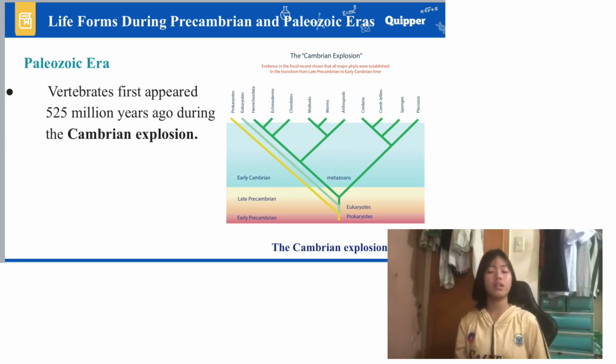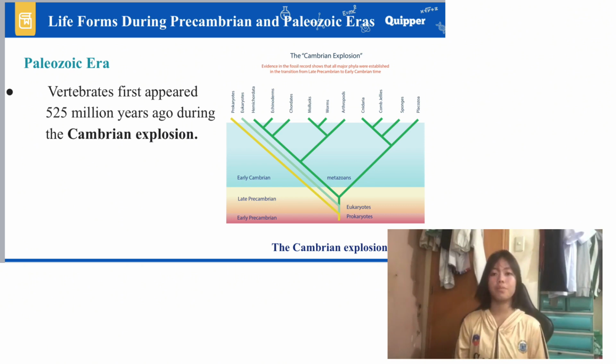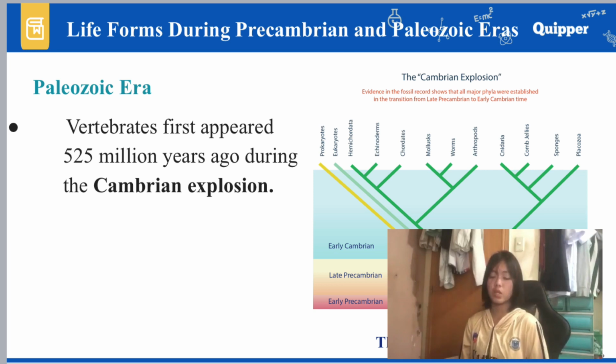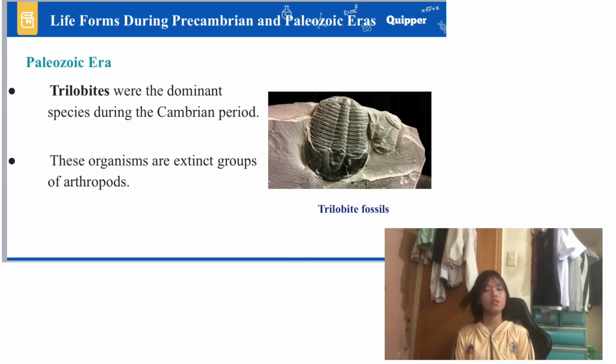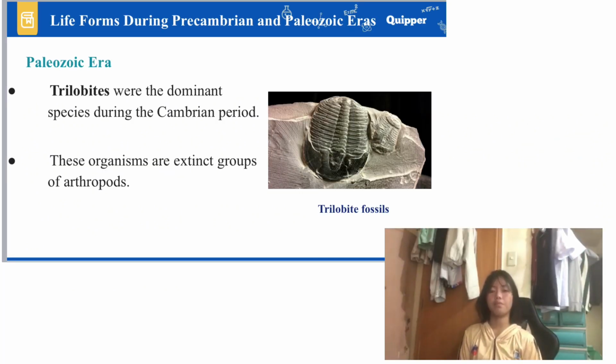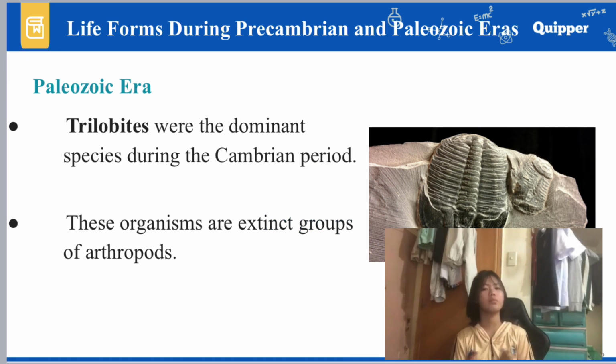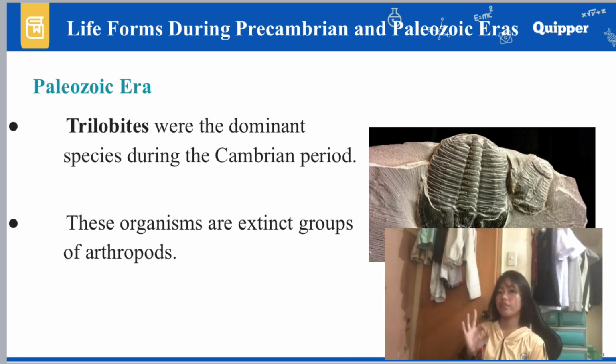Now let us move on to the Paleozoic era, which is also known as the age of invertebrates, due to the presence of fossils of animals without backbones. On the other hand, it is also being said that vertebrates first appeared 525 million years ago during the Cambrian explosion. But many of us wonder, what is the Cambrian explosion? So the life forms during the Precambrian and Paleozoic era include trilobites, which means three lobes.